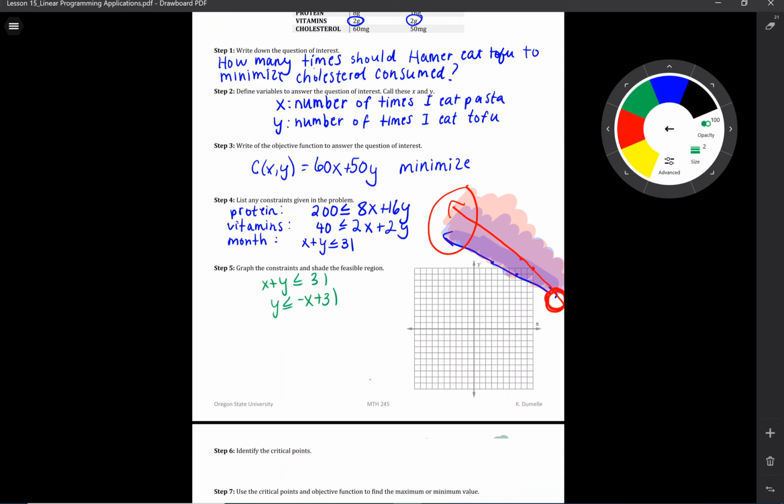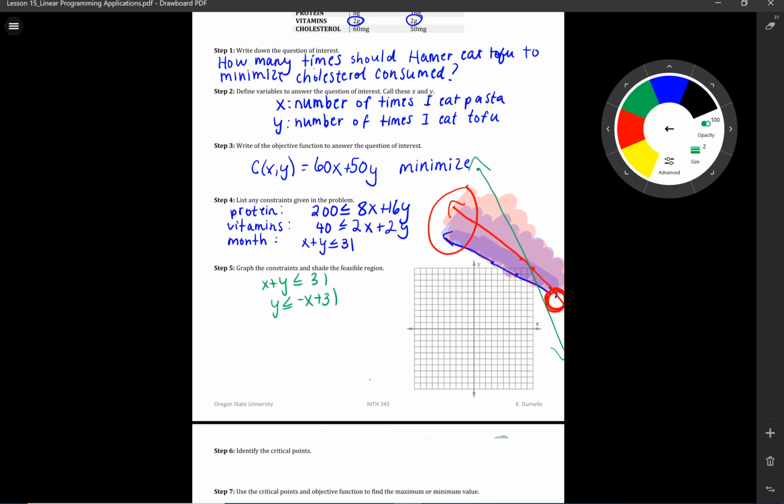So this graph is not a great scale. Obviously my y-intercept is going to be way up here, and my slope will be negative x, so it'll be something like this. That's just a rough estimate.